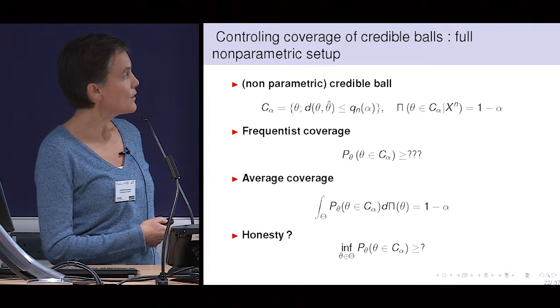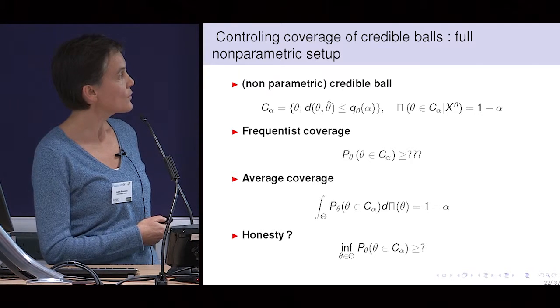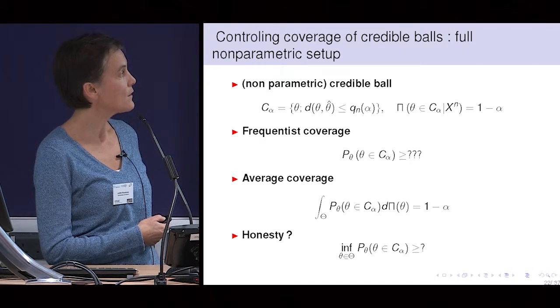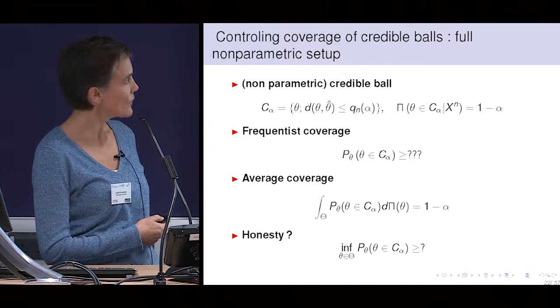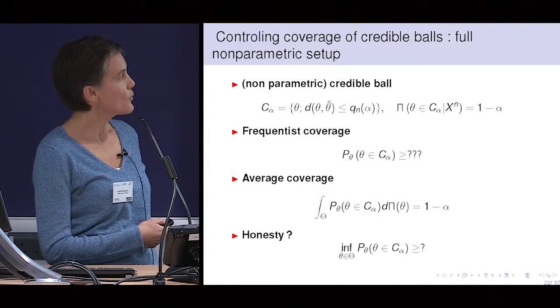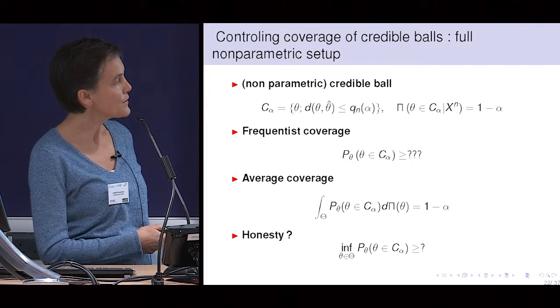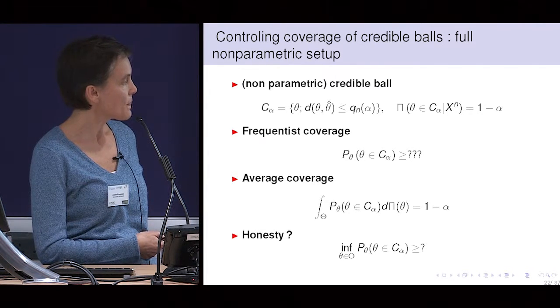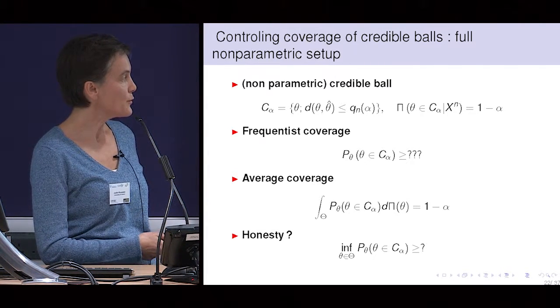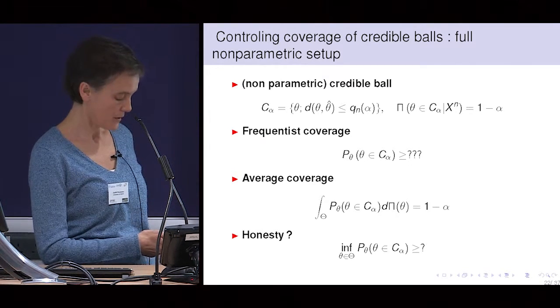So just recalling the aim of the game here. I'm looking at a credible ball around some posterior mean, say, for some distance d, so that the posterior probability of this ball is equal to 1 minus alpha. And I want to understand the frequentist coverage of these kinds of sets. I know that on average it's good, but for which theta is it going to be good, essentially?